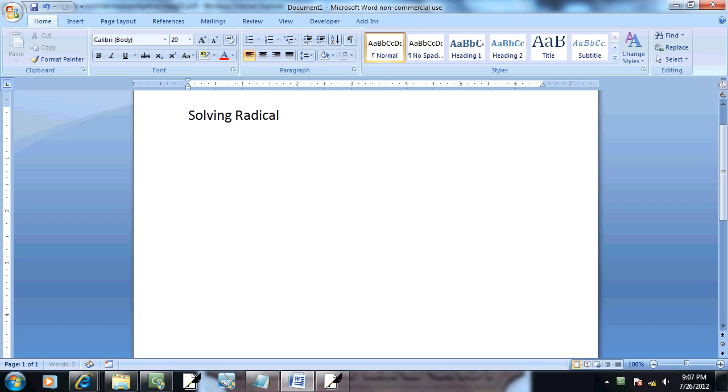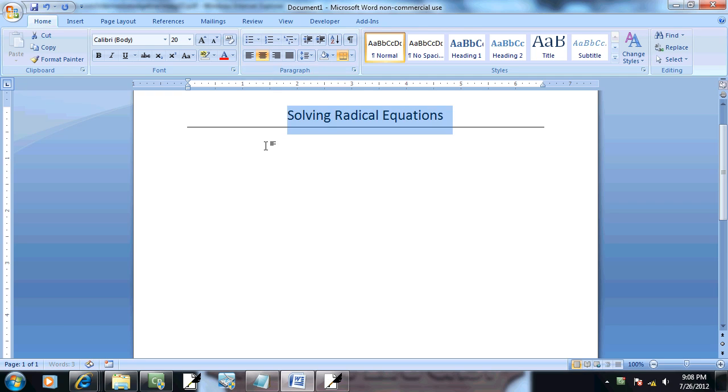Solving radical equations. Someday I won't actually be able to speak. I'll be able to do math just fine, but I won't be able to form complete sentences. Maybe I'm there now.